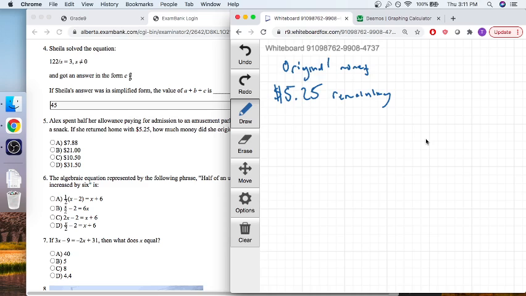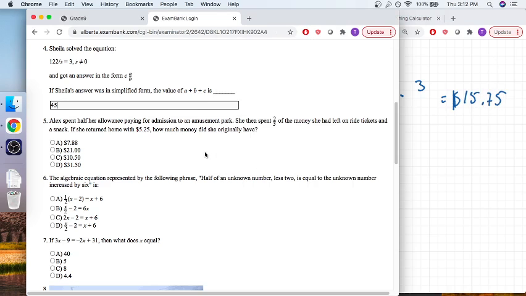So this 5.25 is going to represent 1/3 of the money, because 2/3 of it was spent. So we're going to times this by 3 because this is 1/3. And so we're going to get 5.25 times 3. So she had 15.75 before she spent money on the ride tickets and a snack.